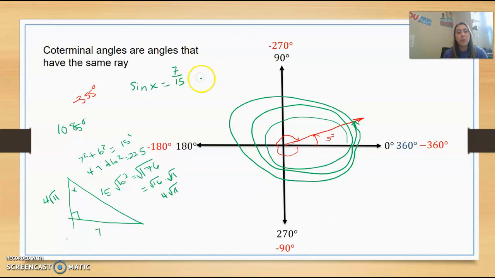Remember that if we were to do secant, secant would be 15 over 4 times the square root of 11. We need to get that square root of 11 out of there, so we're going to multiply top and bottom by it, and we're going to get 15 times the square root of 11 over 4 times the square root of 11 squared, which is 4 times 11, so we end up with 44.